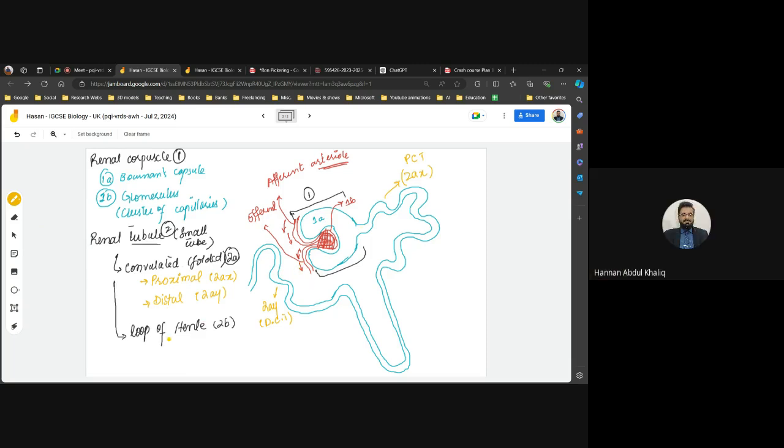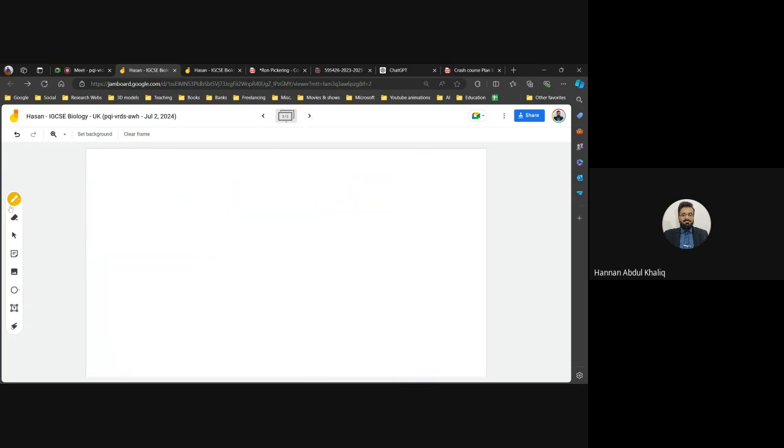Now, loop of Henle. This whole thing is basically 2B. We divide the loop of Henle into different parts, but that is not basically the point of the discussion, so I'll not tell you the further parts. Now, the real part is how the nephron works.